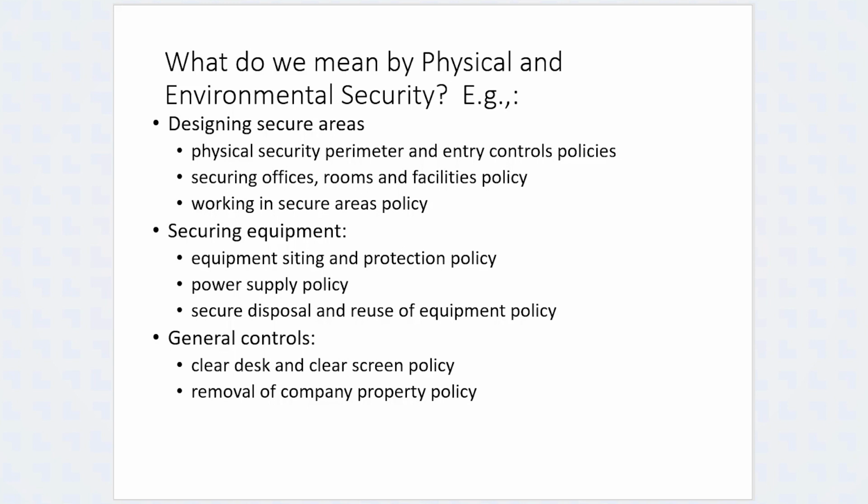With expensive equipment, you want to have a siting and protection policy. You would want a power supply policy and a secure disposal and reuse of equipment policy also. So these are policies relating to the equipment. And then there are the general controls that relate to, for example, making sure that individuals have a clear desk or a clear screen, and what the rules are or what the policy is regarding removal of company property.